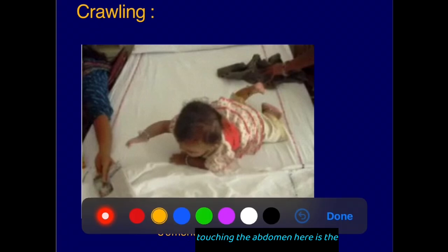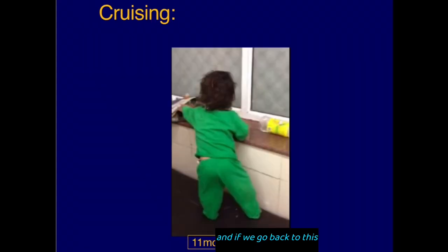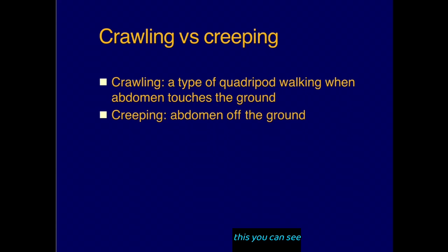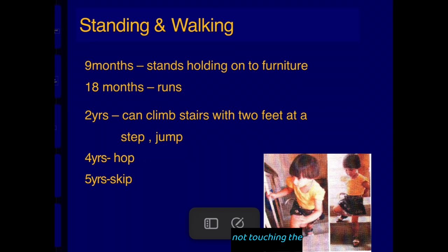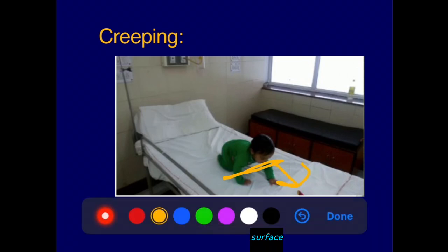Here the abdomen of the baby is touching the surface, right? And if we go back to this 11-month wala creeping, in this thing you can see the abdomen is not touching the surface.